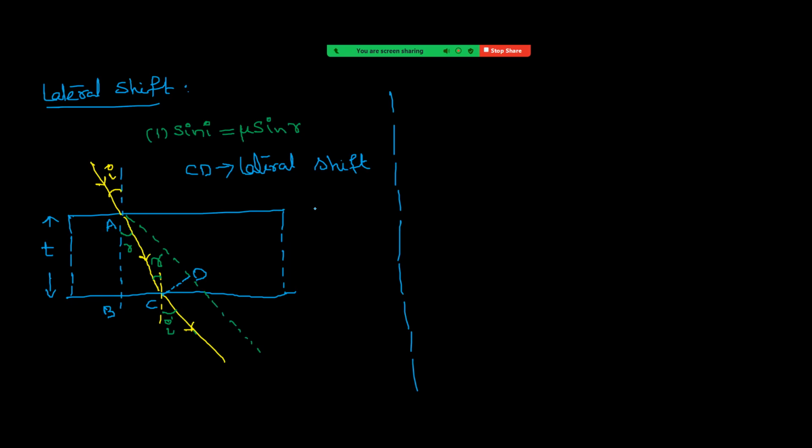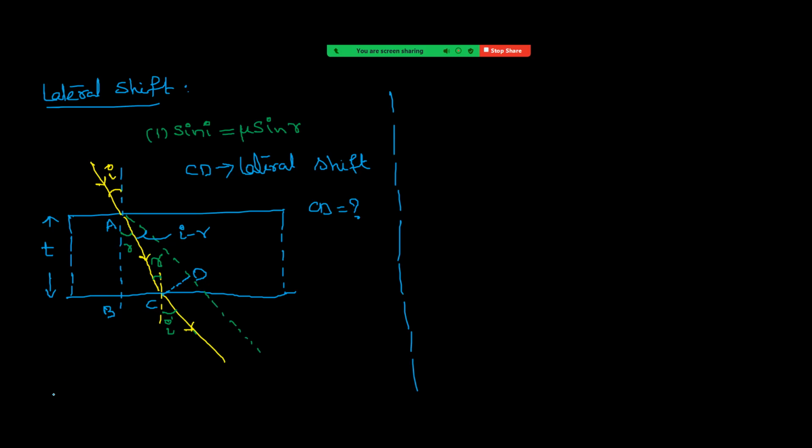So we want to calculate CD. You can see in this triangle ACD, this angle, total value equal to I. This angle is now I minus R. To find the CD, see what we can do.